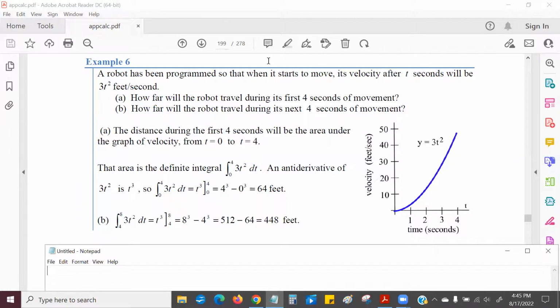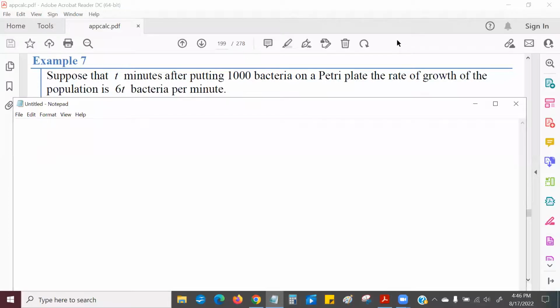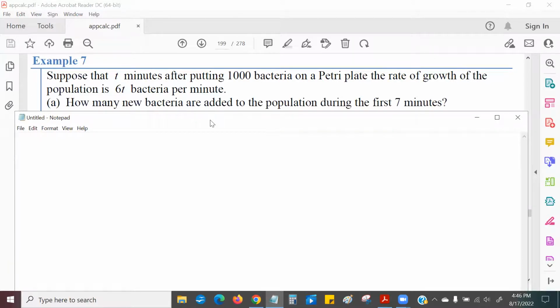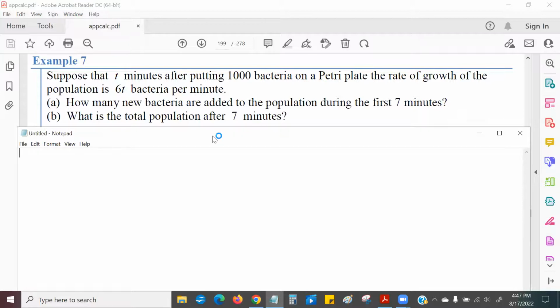Okay, let's take a look at another one. Suppose that t minutes after putting 1,000 bacteria on a Petri plate, the rate of growth of the population is 6t, not 60, but 6t bacteria per minute. So how many new bacteria are added to the population during the first 7 minutes? That's one question. And what is the total population after 7 minutes?